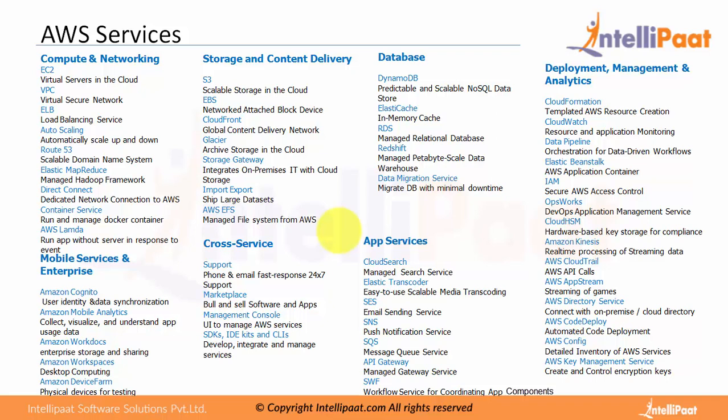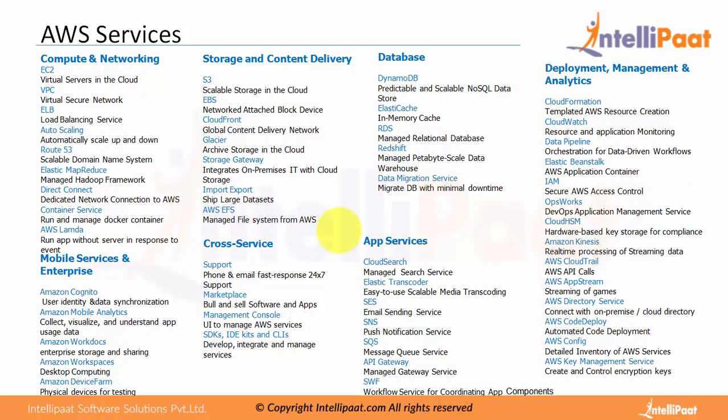We move one more level right, that is the database. Amazon DynamoDB is a NoSQL offering from Amazon. If you know NoSQL, it means not only SQL, and that gives you a predictable and scalable NoSQL offering. Amazon ElastiCache gives you in-memory caching services. It's a Redis and Memcached implementation, which is a managed caching service from Amazon.